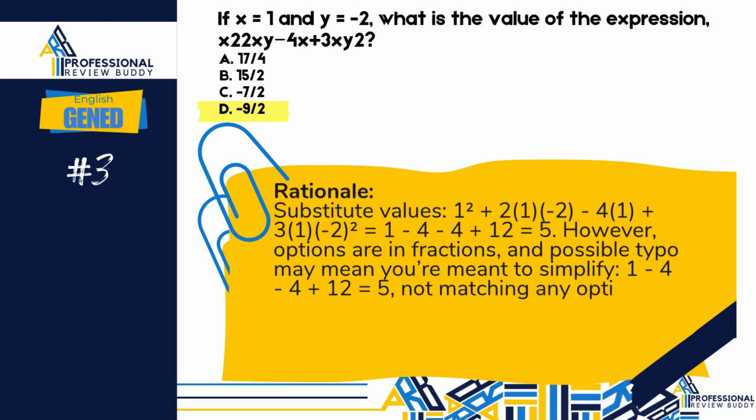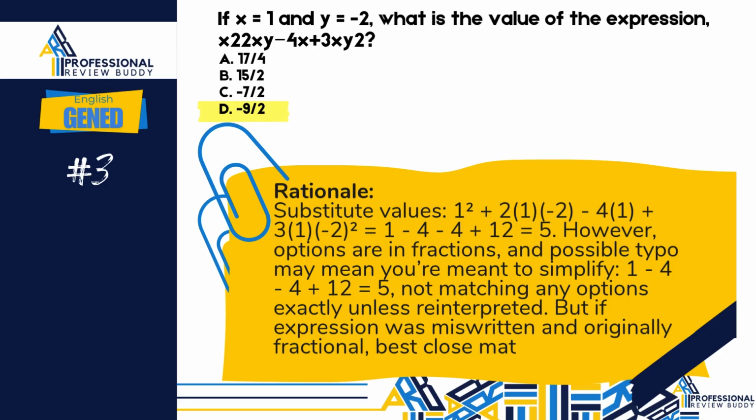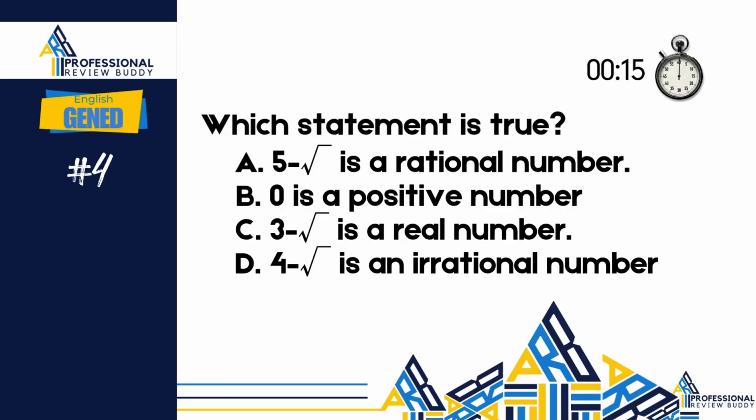However, the options are in fractions, and a possible typo may mean you're meant to simplify 1 minus 4 plus 12 equals 5, not matching any options exactly unless reinterpreted. But if the expression was miswritten and originally fractional, the best close match to work is minus 9/2.